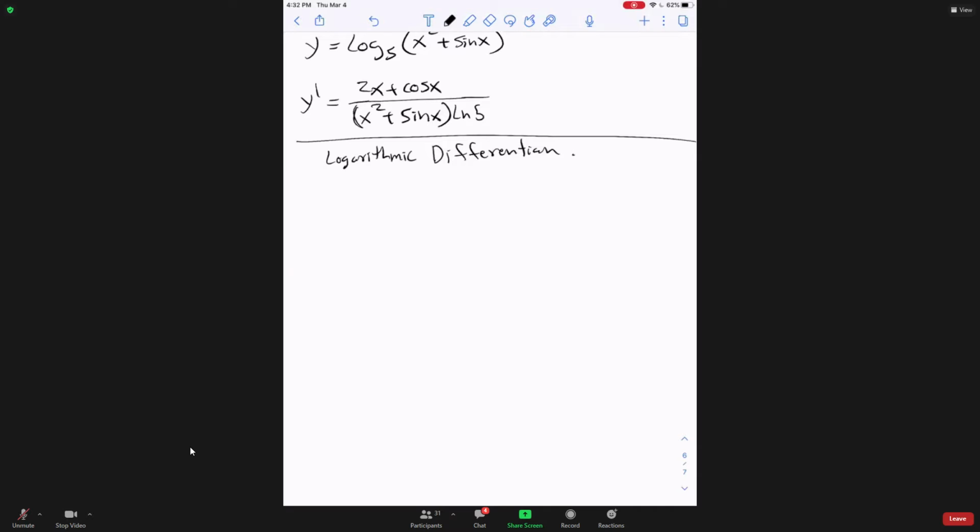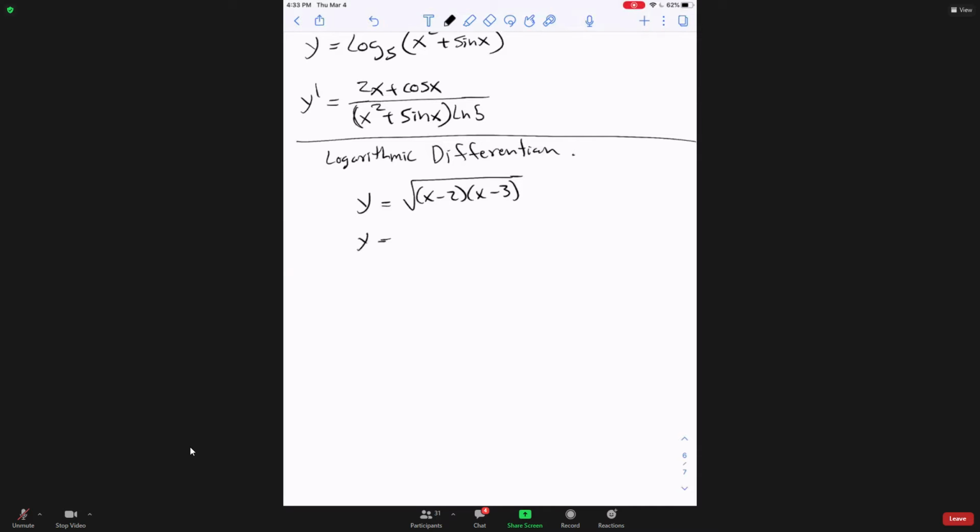Yeah, 3.6 still. So logarithmic differentiation is where you take the log of both sides. Hence, it's called logarithmic differentiation. Now, on this first example that I'm going to do, you technically don't need to use logarithmic differentiation, but I'm going to do it anyway just to show you the process. So let's say you're trying to figure out what dy over dx is, or y prime, basically the derivative, by logarithmic differentiation.